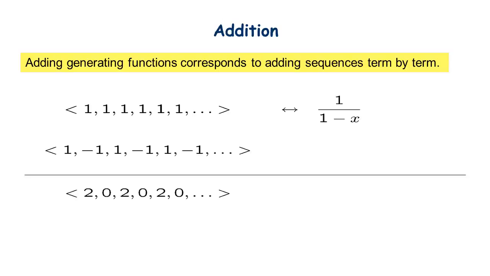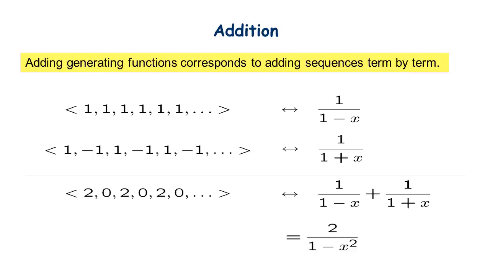Similarly, on the right-hand side we have to add. The first is 1 divided by 1 minus x, and the second is 1 divided by 1 plus x. Adding both, we get 2 divided by 1 minus x square. Hence, in this way also, the sequence 2 0 2 0 is represented by the closed form of the generating function 2 divided by 1 minus x square.